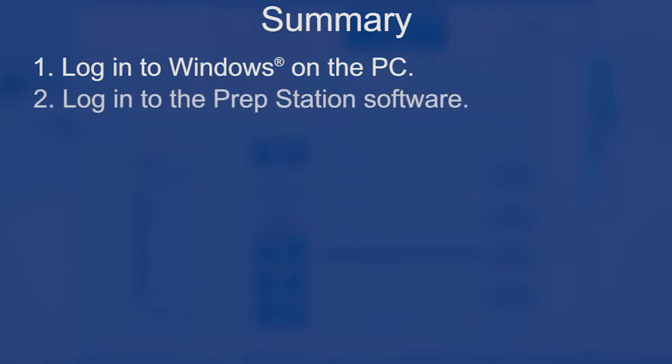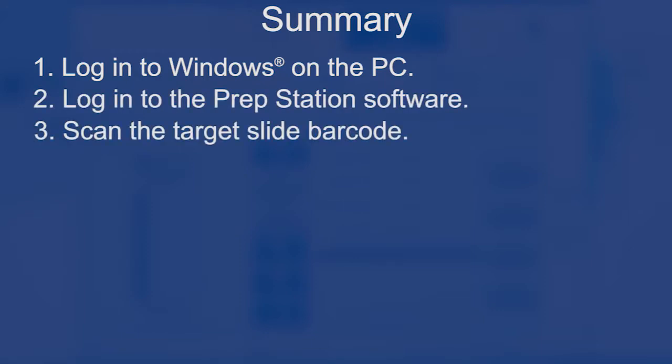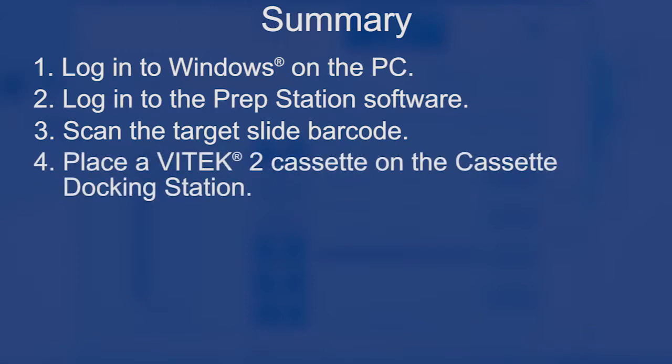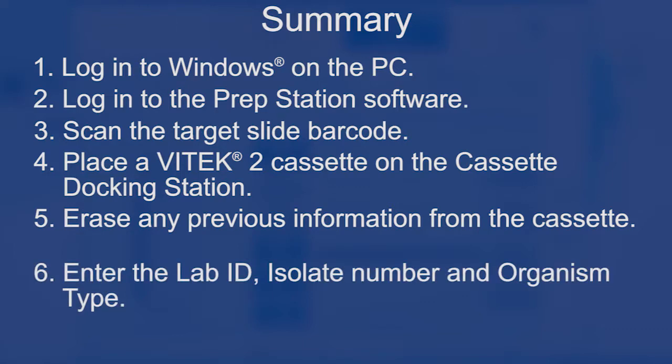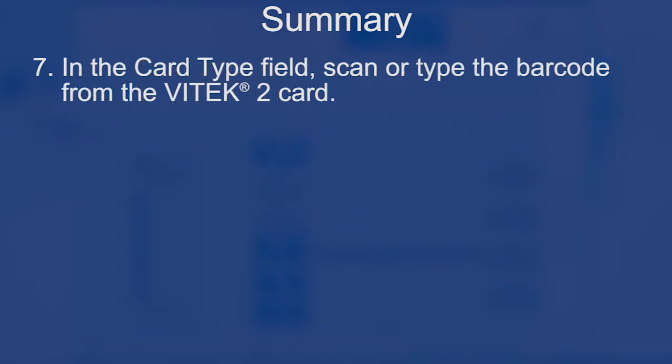Summary: log into Windows on the PC. Log into the PrepStation software. Scan the target slide barcode. Place a VITEK 2 cassette on the cassette docking station. Erase any previous information from the cassette. Enter the lab ID, isolate number, and organism type. In the card type field, scan or type the barcode from the VITEK 2 card.